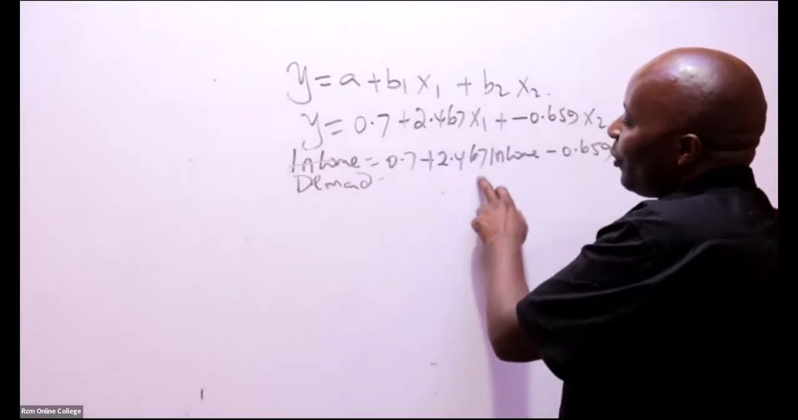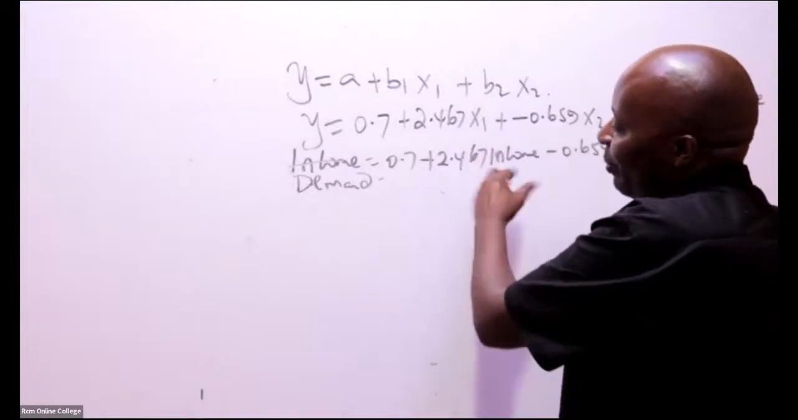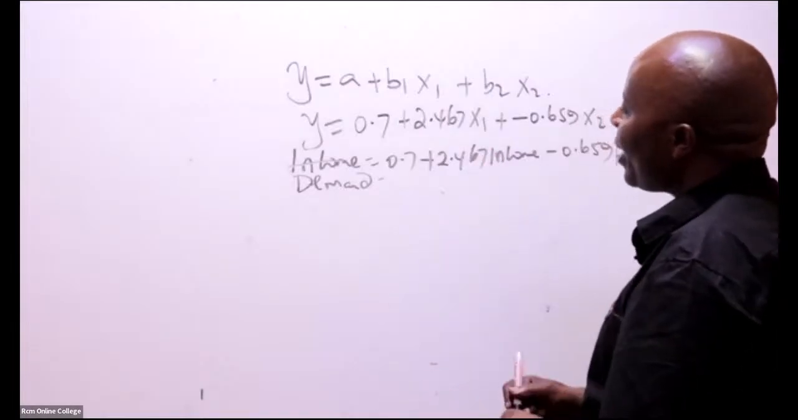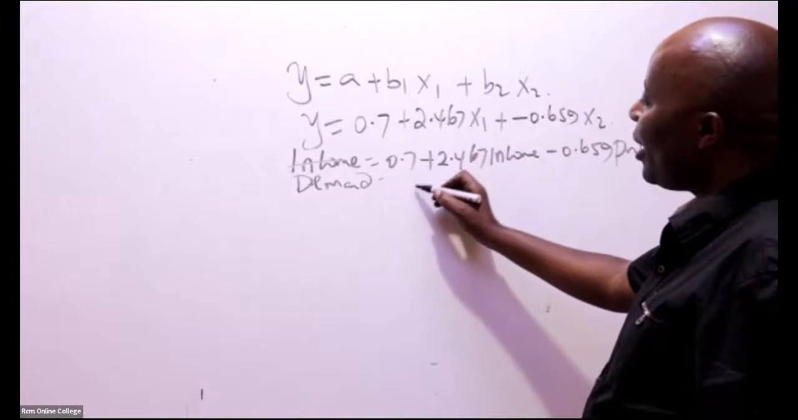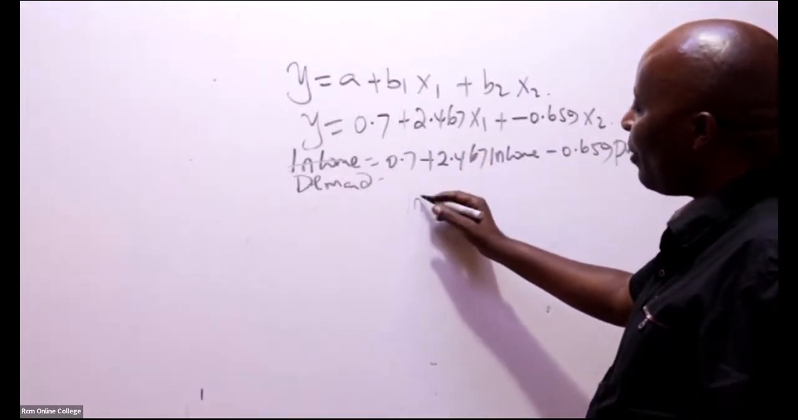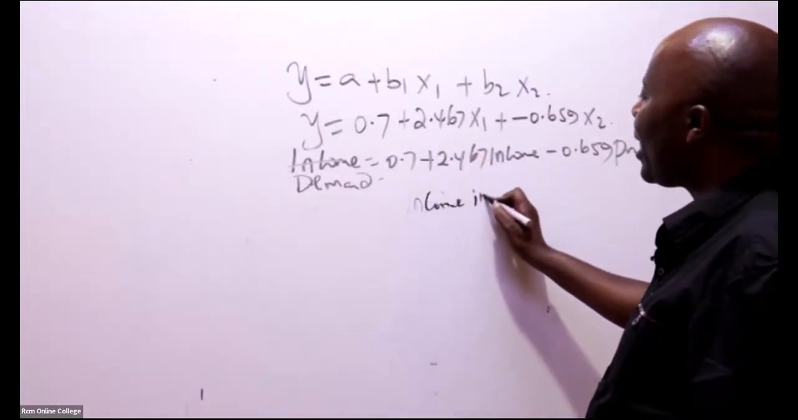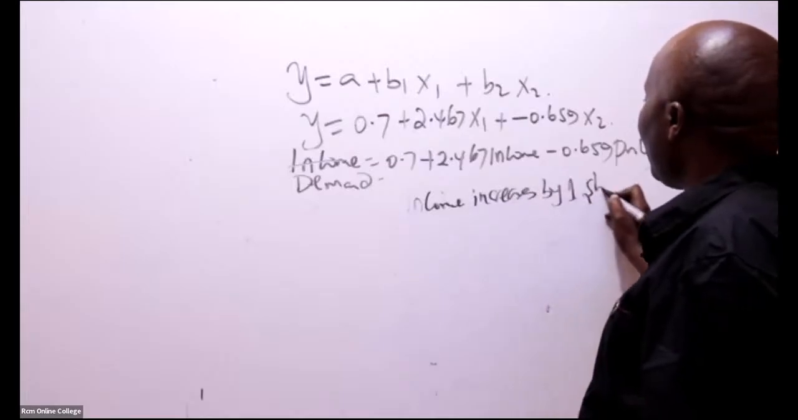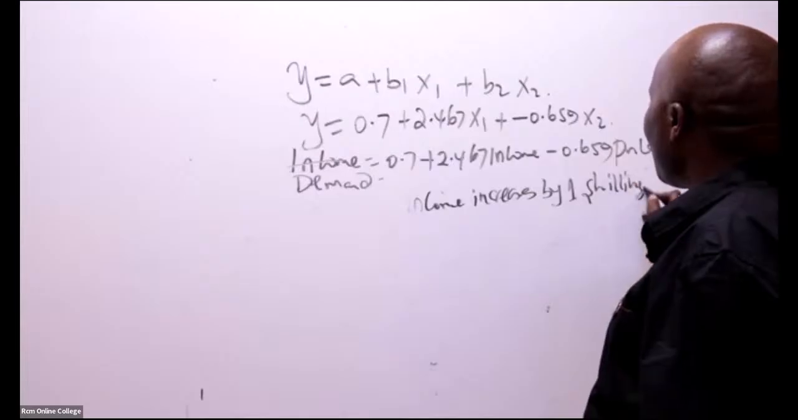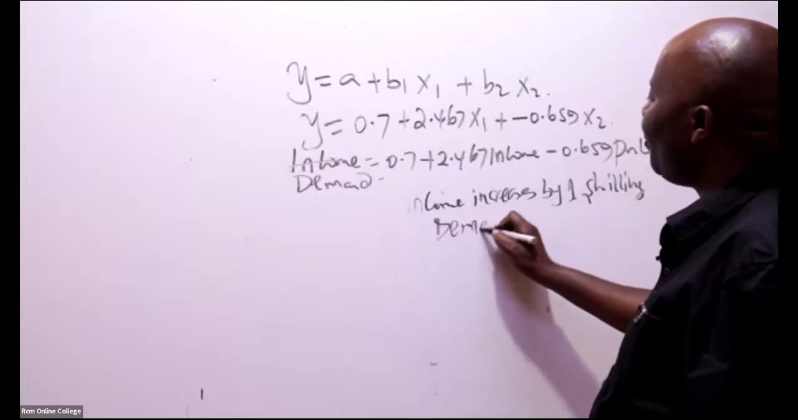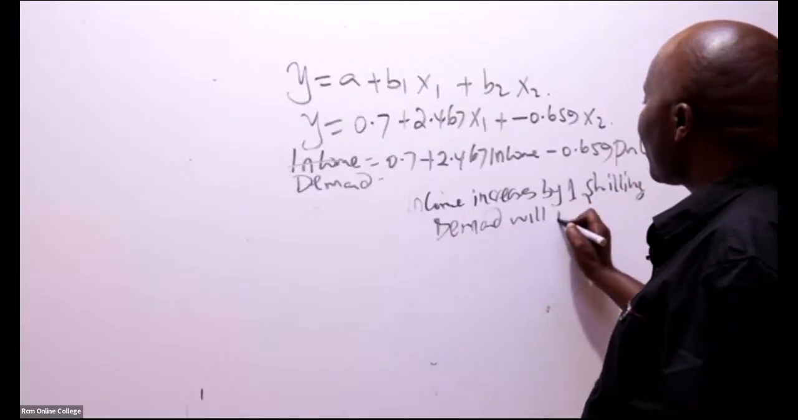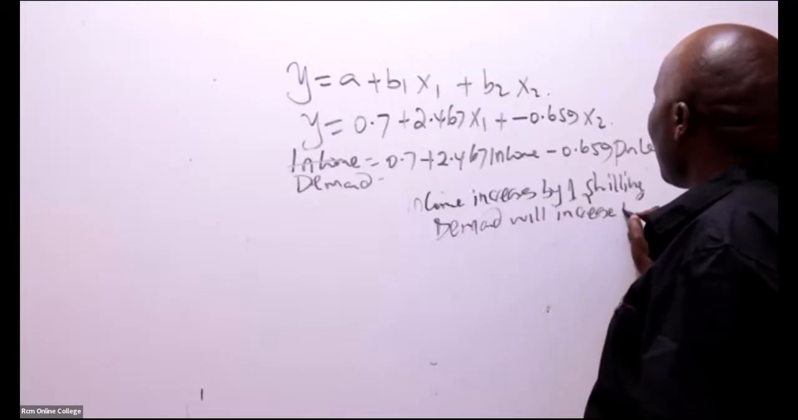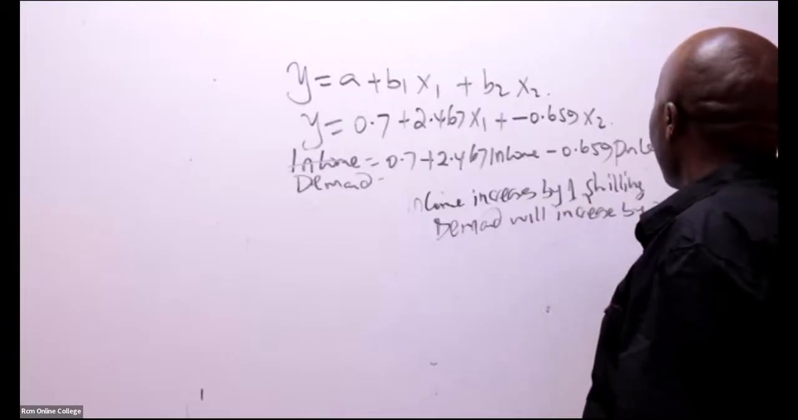You have the answer, don't write. How about this 2.467? How do we interpret this parameter? Because this is plus, if income increases by 1 shilling, then demand will increase by 2.467 units.